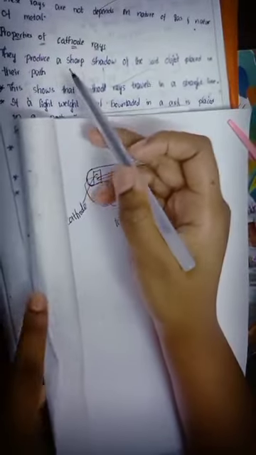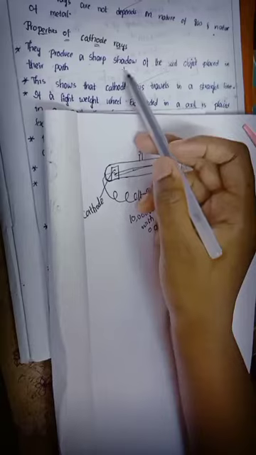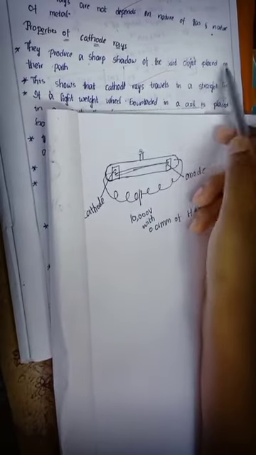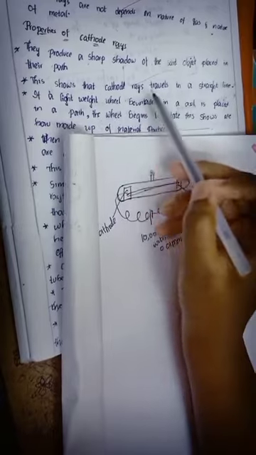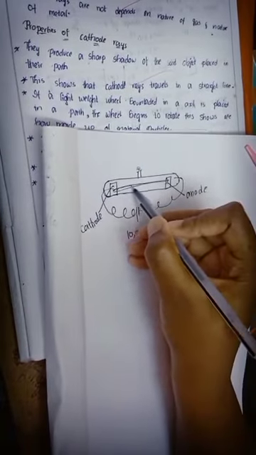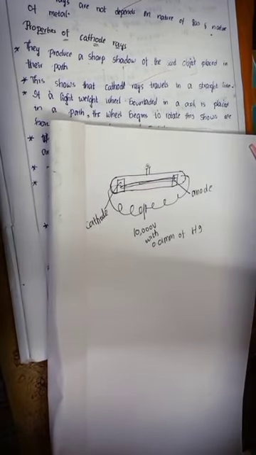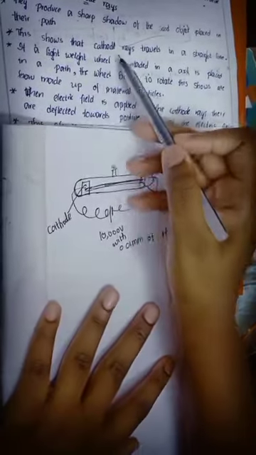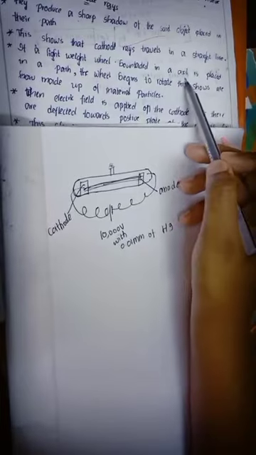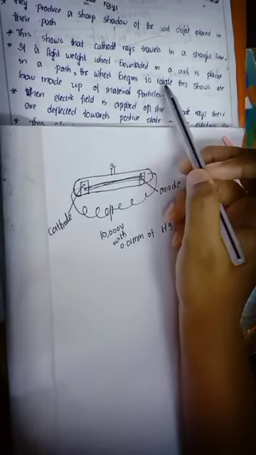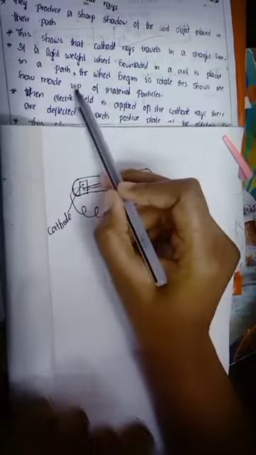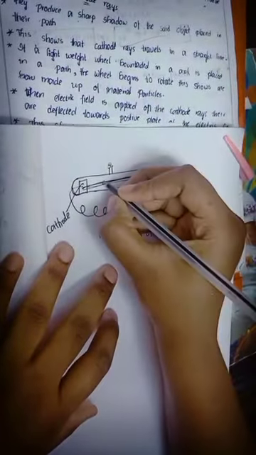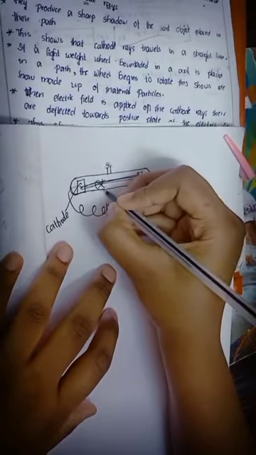What are the properties of cathode rays? They produce a sharp shadow of the solid object placed in the path. This shows that cathode rays travel in a straight line. If a lightweight wheel mounted on an axle is placed in the path, the wheel begins to rotate. This shows that they are made up of material particles. That means assume this is a particle, it rotates.